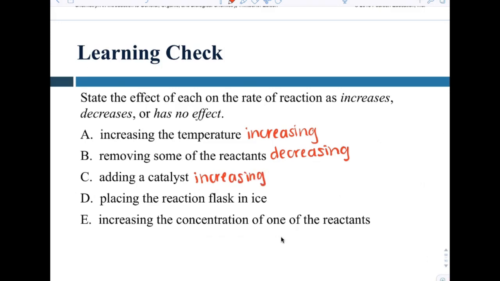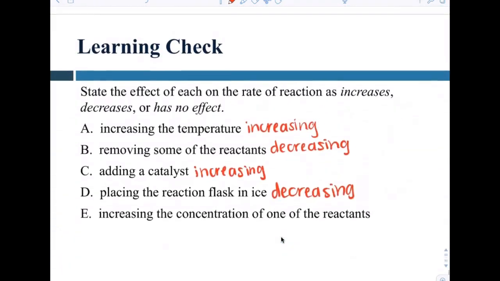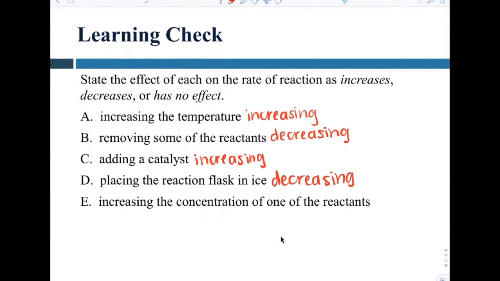Placing the reaction flask in ice would be cooling it down. Is cooling it going to make it faster or slower? Well, cooling it lowers the energy, so that's going to make it slower. So we're going to decrease the rate. Increasing the concentration of one of the reactants can increase the number of collisions. But it's best to increase both. But technically you can't increase both. So if your homework is giving you some issues with that, let me know.